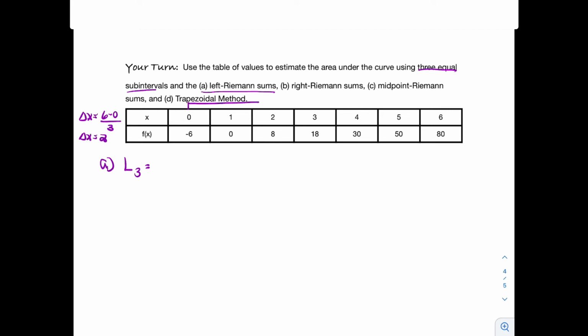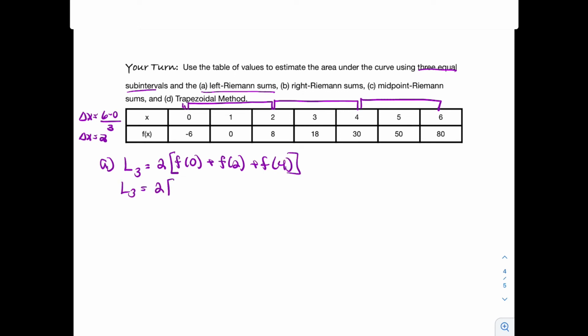So I have one rectangle from 0 to 2, another rectangle drawn from 2 to 4, and my third rectangle is from 4 to 6. So I kind of draw that on there so I can know where my rectangles are. So if I'm using my left endpoints, I'm going to take my delta x of 2 times my function value at 0, plus my function value at my next left endpoint, which is f of 2, plus my function value at my last endpoint of f of 4.